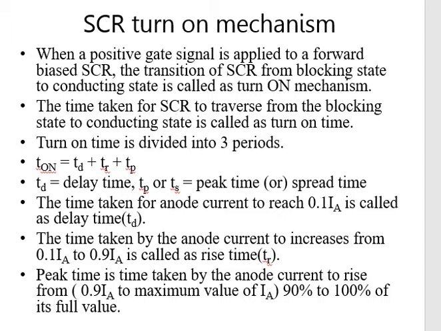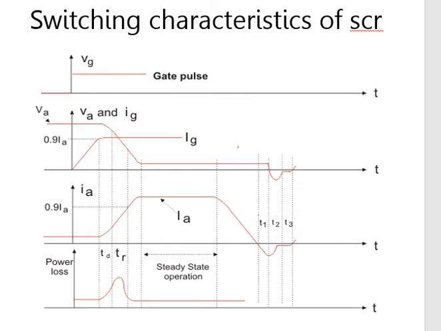The time taken for the anode current to reach 0.1 IA is called delay time. The time taken by the anode current to increase from 0.1 IA to 0.9 IA is called rise time. The peak time is the time taken by the anode current to rise from 90% to 100% of its full value, that is, 0.9 IA to the maximum value of IA. This graph explains the 0.1 IA to 0.9 IA. This graph explains the turn-on and turn-off mechanisms.